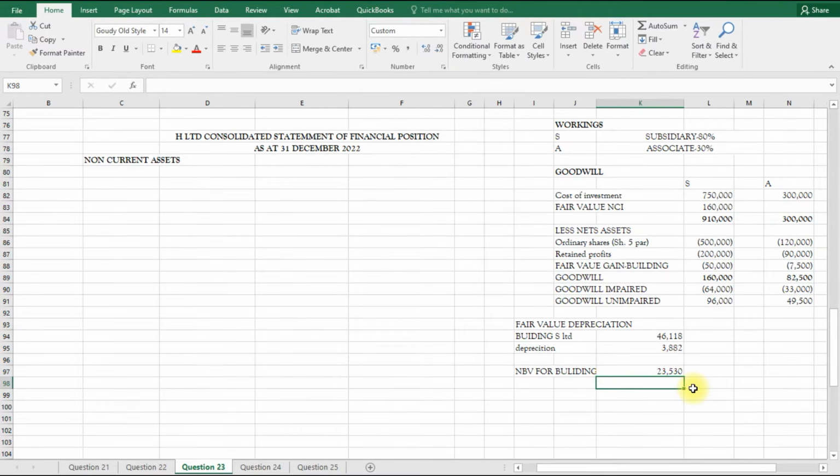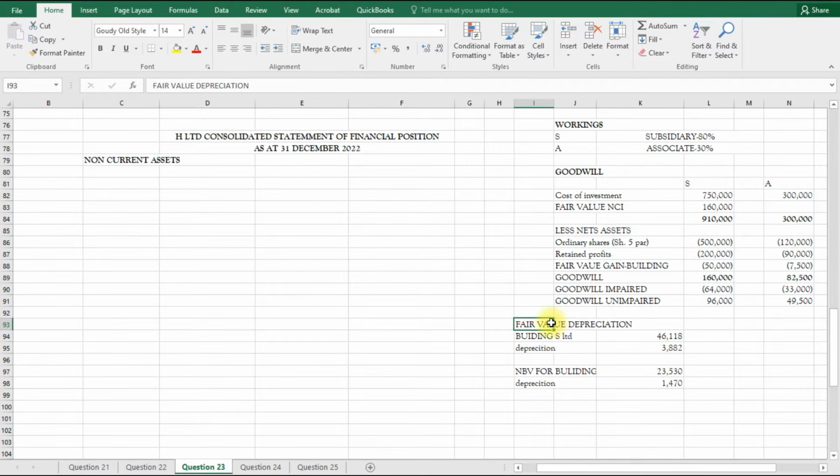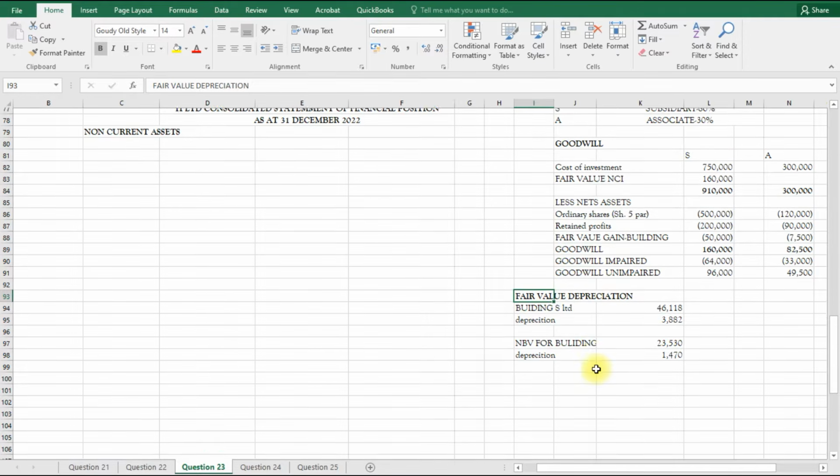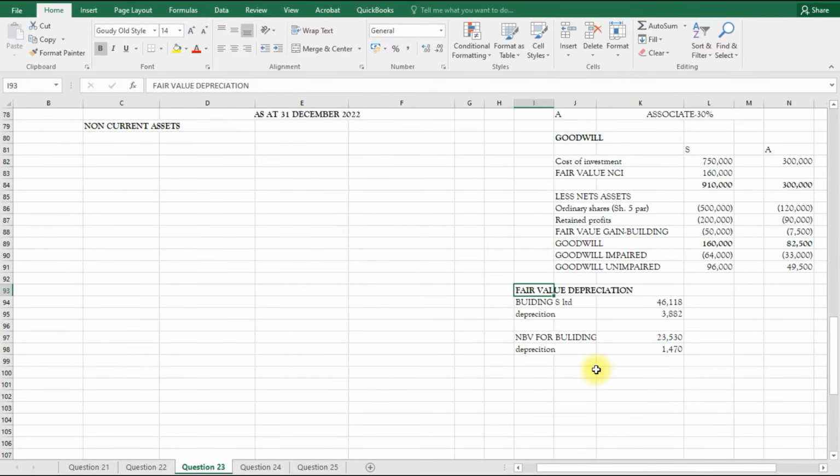So we shall have 23,530 as our net book value. Then therefore our depreciation will be 25,000 minus this value, and I enter. So 1,470 will be our depreciation for that particular building. So that was our working for fair value depreciation, you can call it working number 2.